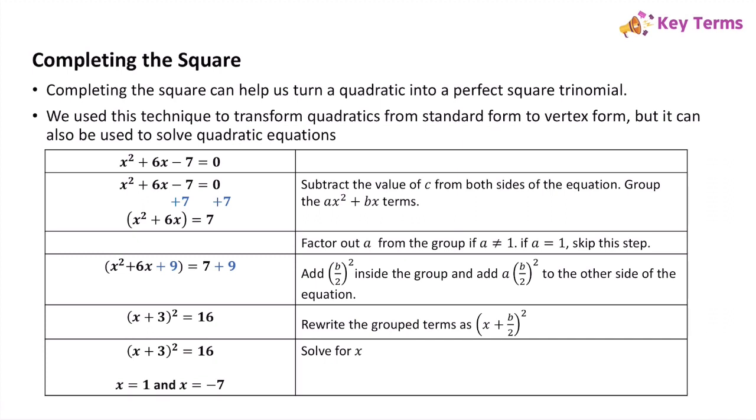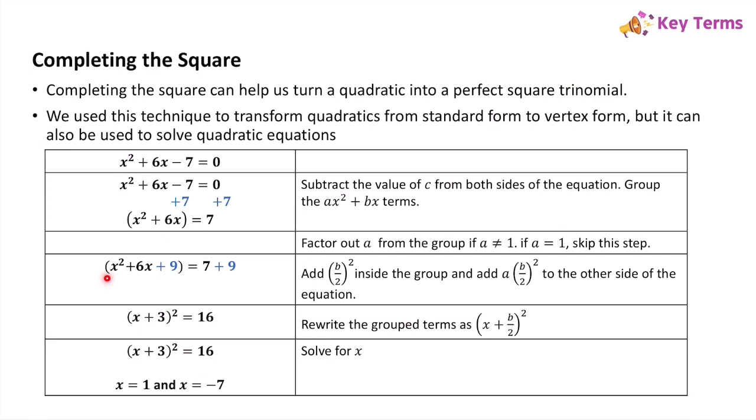So what we do now is we need to complete the square. We're going to take the value of b that we have now, divide it by 2, square it, and add it inside the group. Then to the other side of the equation, to balance everything out, we're going to add the value of a times that b over 2 squared. If a is 1, that's just going to be b over 2 squared.